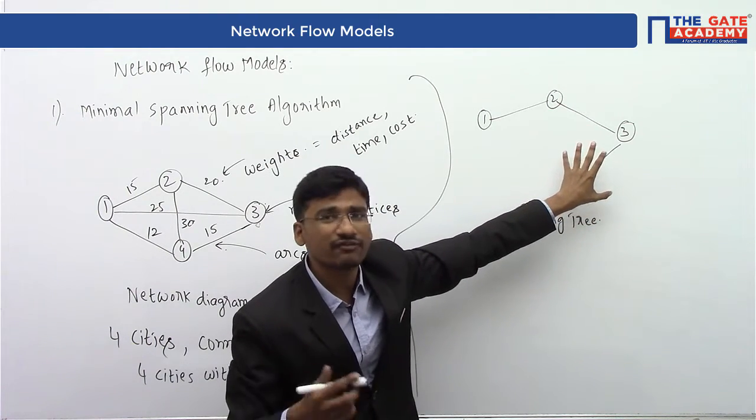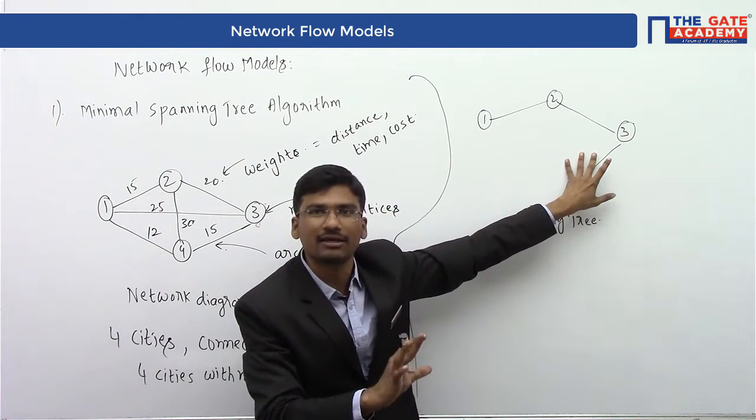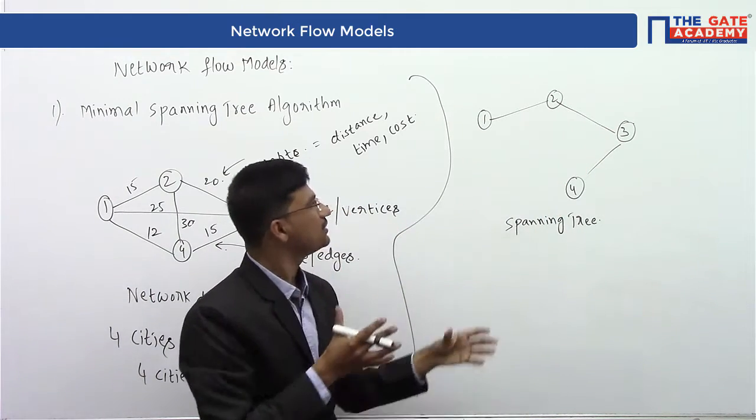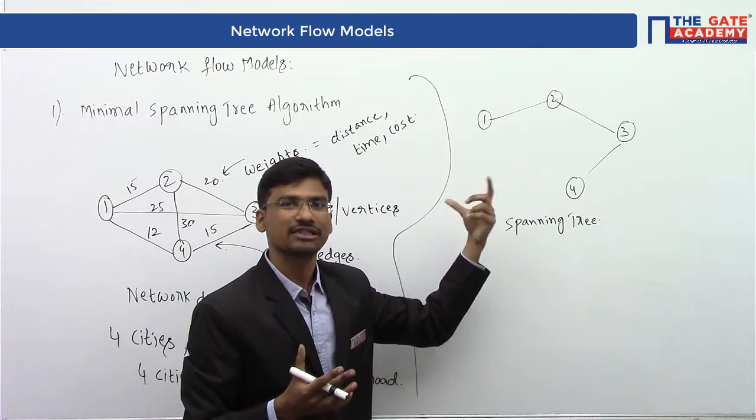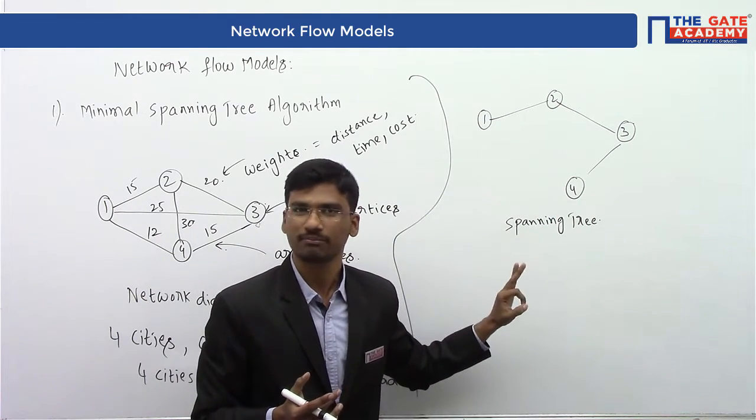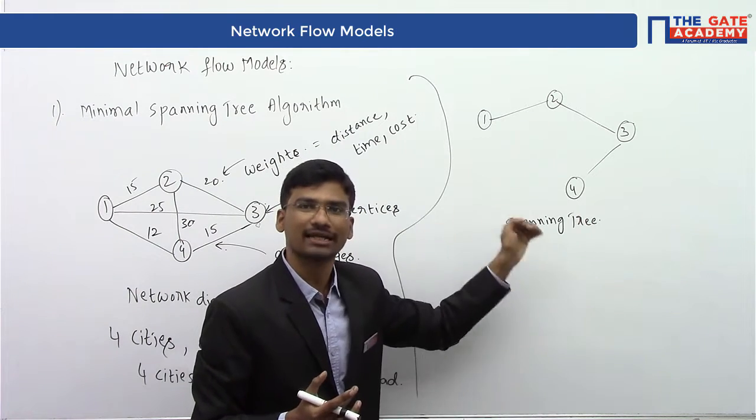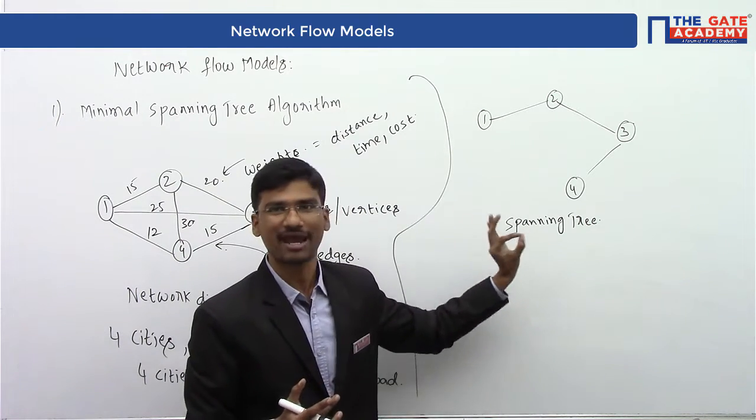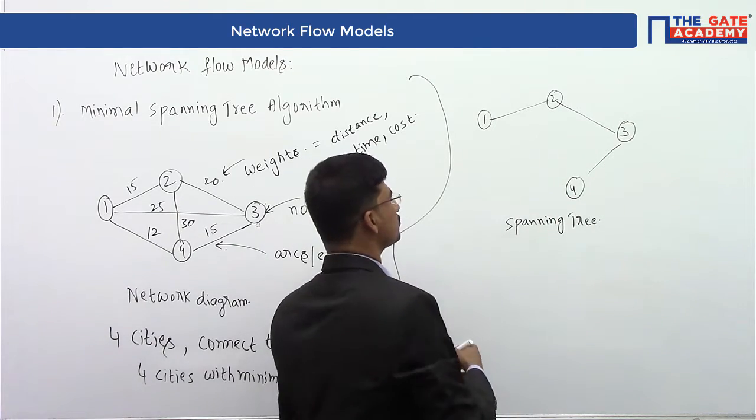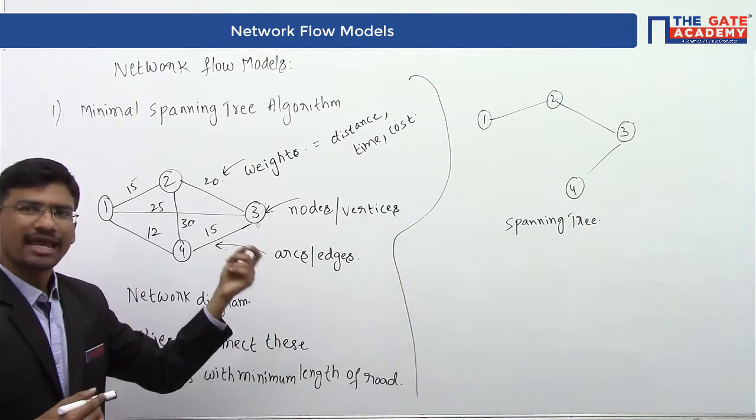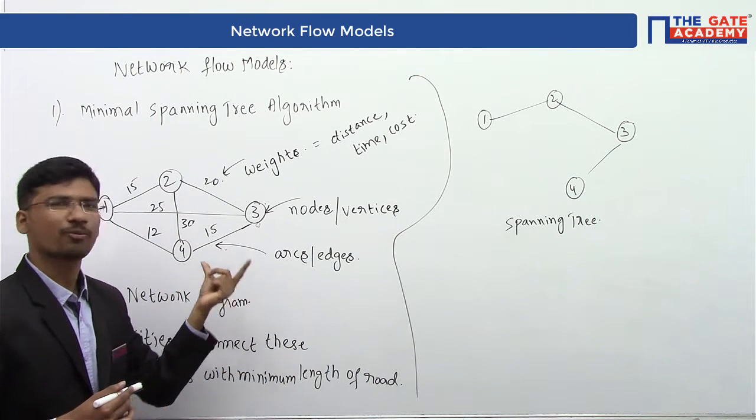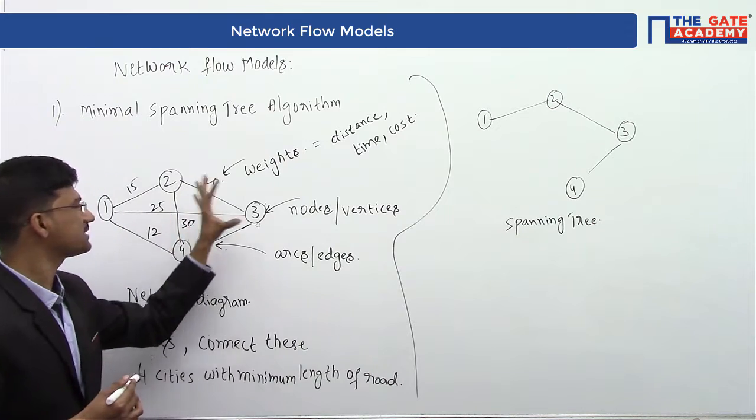When any of the nodes is missing, we just call it a tree, which we have seen previously. In those examples, I had taken only 3 nodes, that's why I was just calling it a tree. Now it is a spanning tree because it contains all the nodes. Like this, we can extract so many spanning trees from this given network.